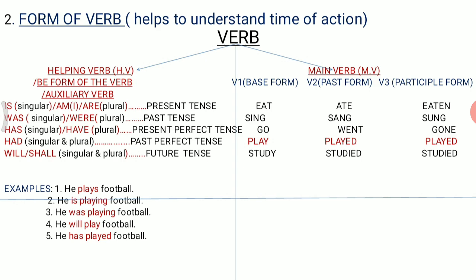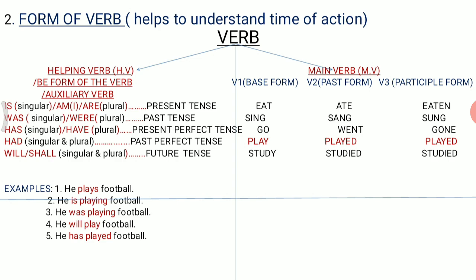That is why helping verbs are also known as be form of the verb, and they are also known as auxiliary verbs. Now, why they are known as helping verbs? Because they help main verb to make the sentence more clear by giving information about time. Okay, now let us understand what we include under this category of helping verb.